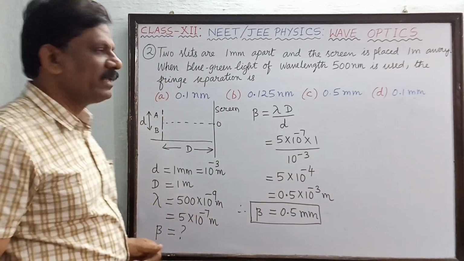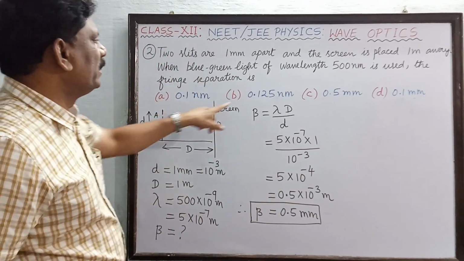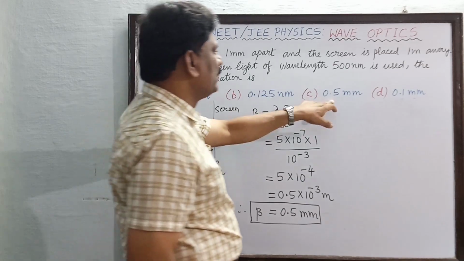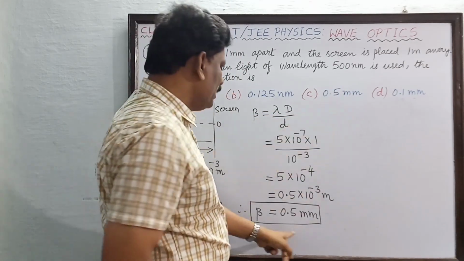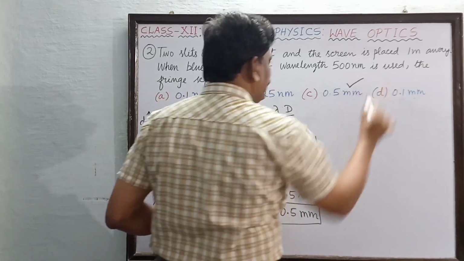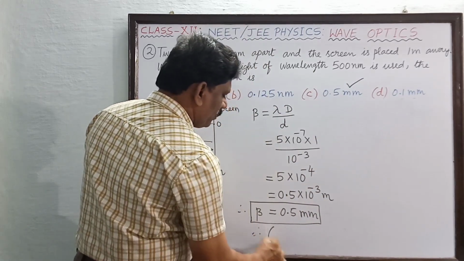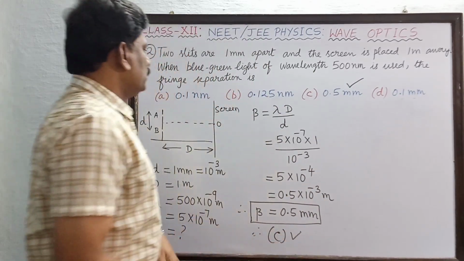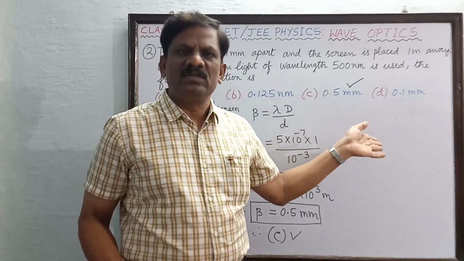Direct substitution only. You can check here. Options A and B are not correct. Option C is the correct answer, 0.5 millimeter. So option C is the right answer. I hope you must have understood this well. Fine.